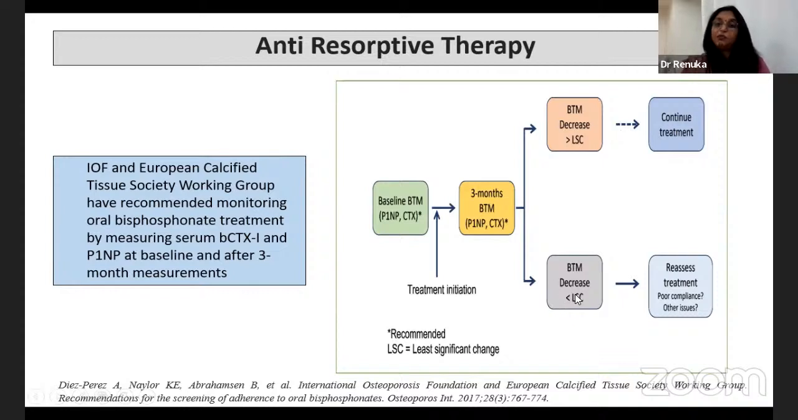On the contrary, if there is not much of a change, you need to reassess the treatment and check whether there are compliance issues, whether the patient is actually taking the drug, are they taking it with milk, are they taking it fasting or not, or if there is an improper way of giving injectables and so on. So that's why you need to reassess when you are doing the bone turnover markers.